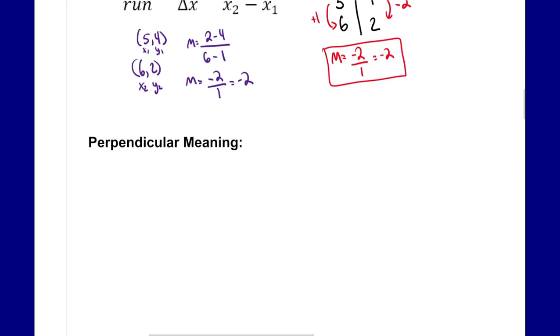With slope, one of the specific scenarios that we looked at was perpendicular lines. Perpendicular and parallel, for that matter, all deal with the slope of a line. So what do we know about perpendicular lines? Well, for perpendicular, we should know that they cross at 90 degrees. So perpendicular means two lines cross at 90 degrees. We're looking at something like this, where we see this little square, where our two lines cross at 90 degrees.